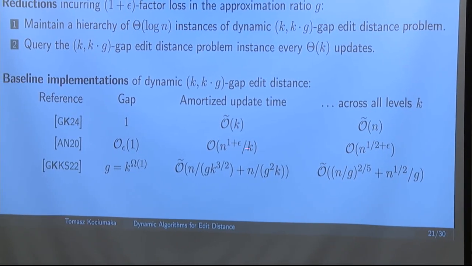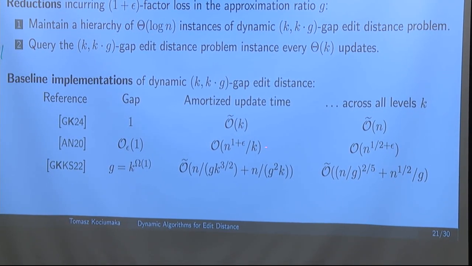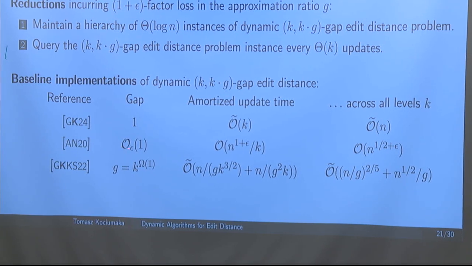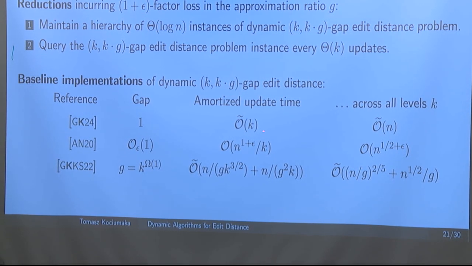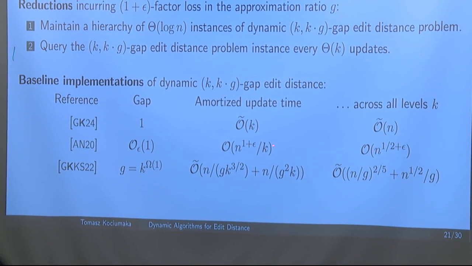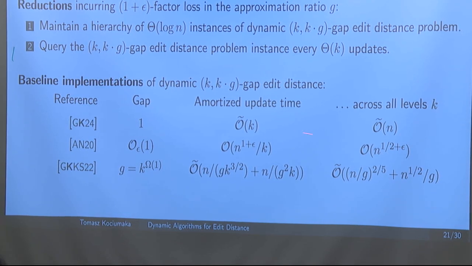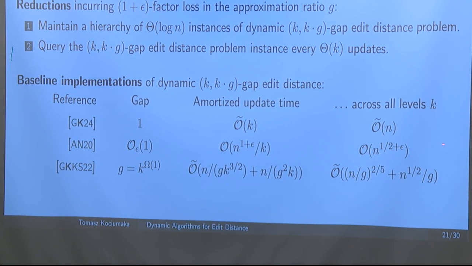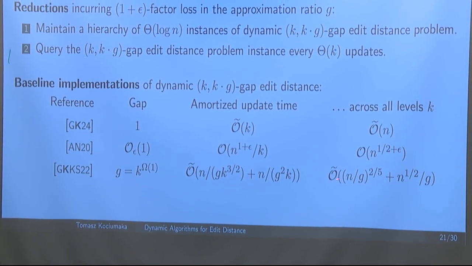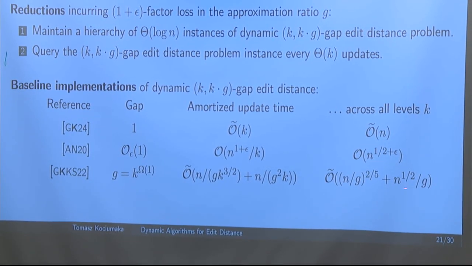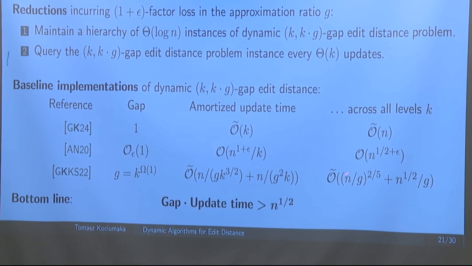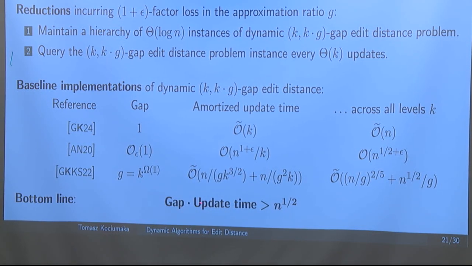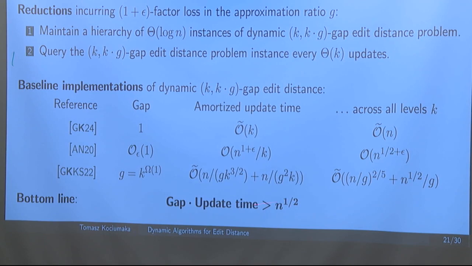Here, however, you can combine these two. If you want to have approximation of constant factor, you can, for small values, just compute it exactly. For large ones, you can use this approach. And where they meet, it's roughly square root n. Similarly, you can combine this first row with this exact algorithm, and the runtime is this. And notably, the product between this approximation ratio g and the update time in both cases is more than square root n, using those baseline approaches.